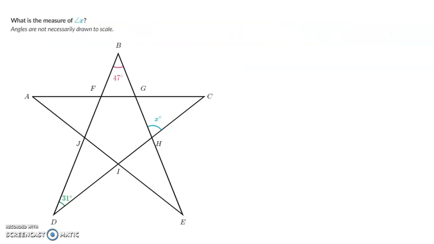All right, let's take a look at one of the most popularly incorrectly answered questions. That was this question, the question with the big star in it. In this question, it asks the measure of angle x. Pause the video and see if you can do it now, and then come back to see if you get it right.